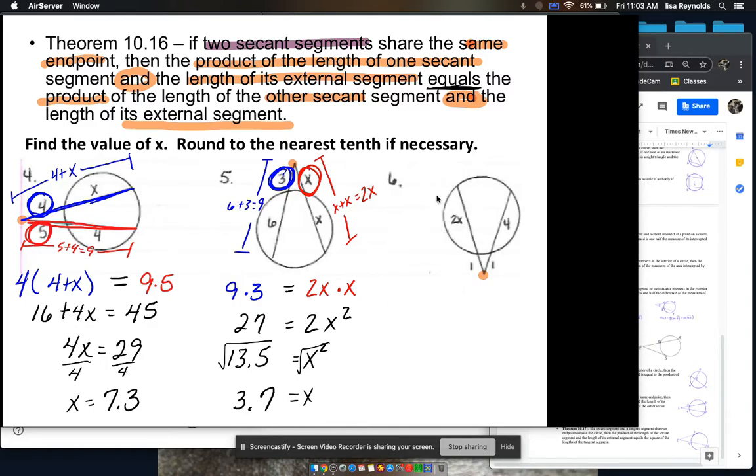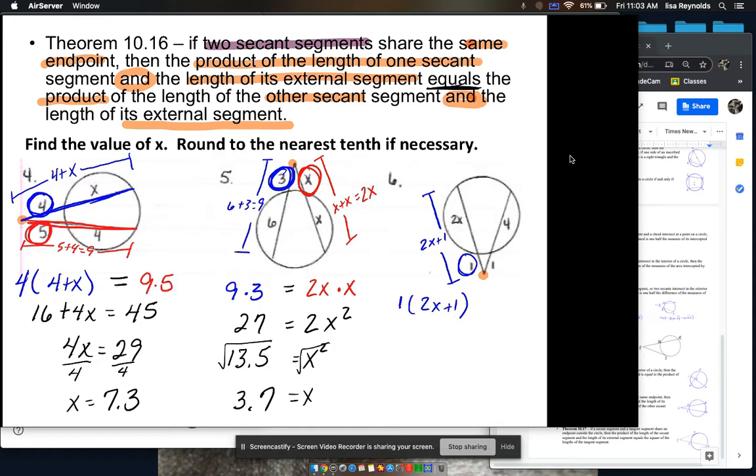So in our next one, we start out with the entire secant. So we add the 2 pieces. Remember to put the addition in parentheses when you can't combine it. And we multiply it by the external portion.